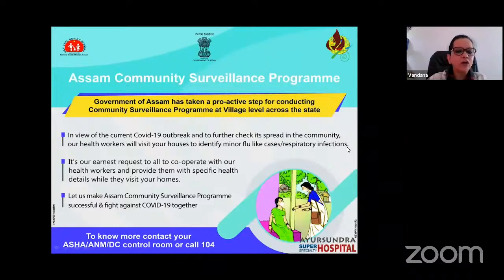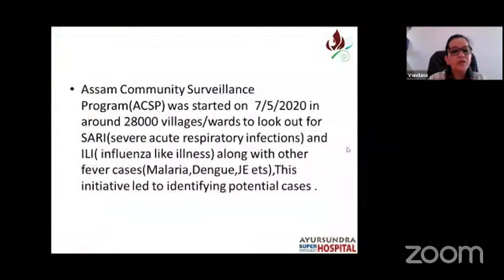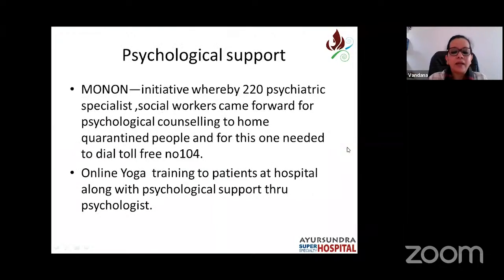This saw the flagging off of the Assam community surveillance program, and around 28,000 wards and villages were roped in, whereby ASHA and ANM workers, multipurpose workers, along with the village headmen and the field supervisors were asked to go and look out for severe acute respiratory infection cases and influenza-like cases, along with other cases of fever. And this led to identification of potential cases.